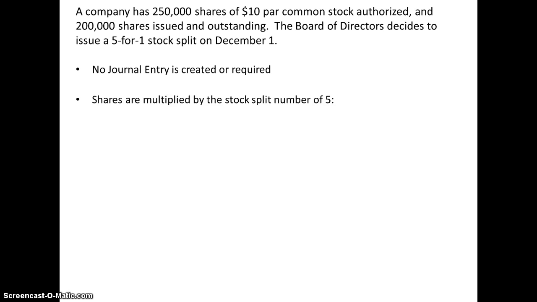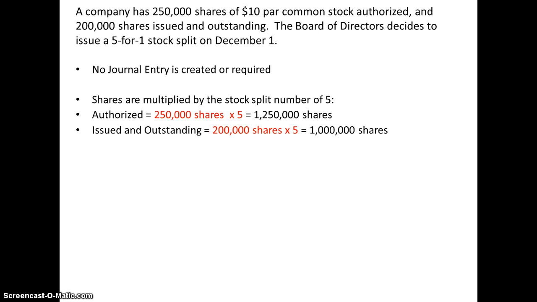The shares are multiplied by the stock split number of 5. It's a 5-for-1 stock split, so we're going to take every one share and tear it into 5 pieces, or make it 5 shares of stock. So that means that the authorized shares were 250,000. We multiply those by 5, and we now have 1,250,000 shares. Issued and outstanding, we had 200,000 shares. We're going to multiply that by 5, and we now have 1 million shares issued and outstanding.